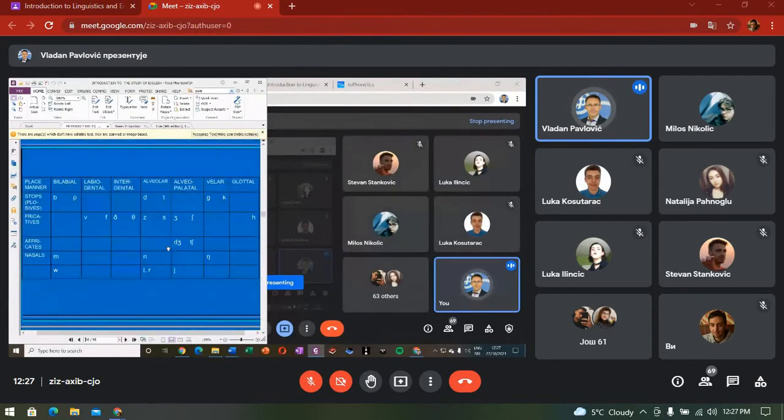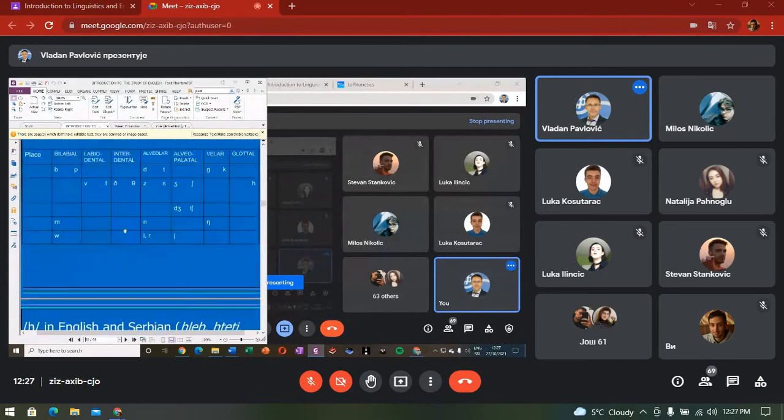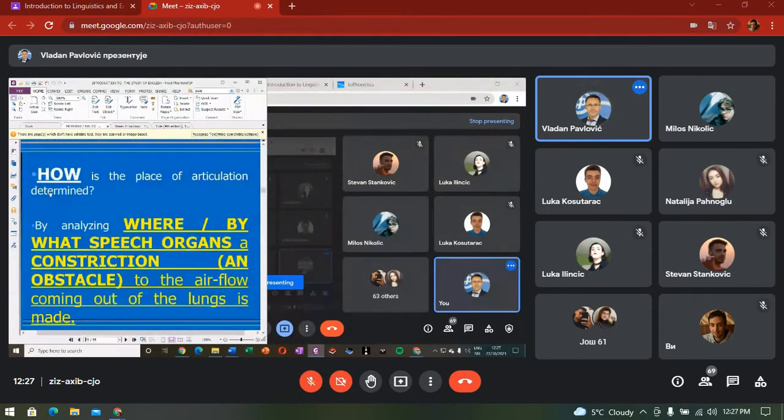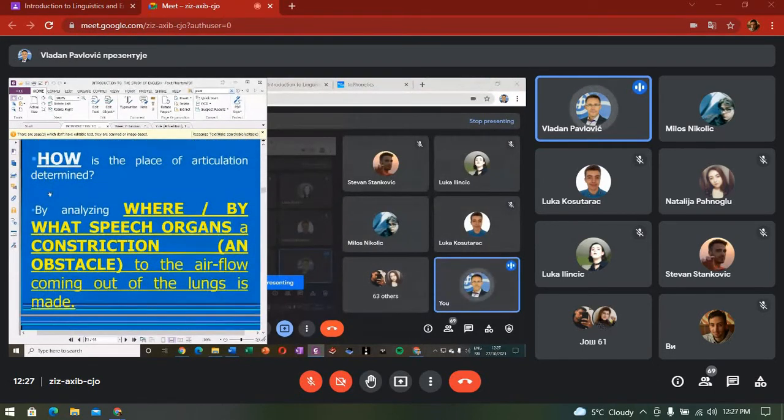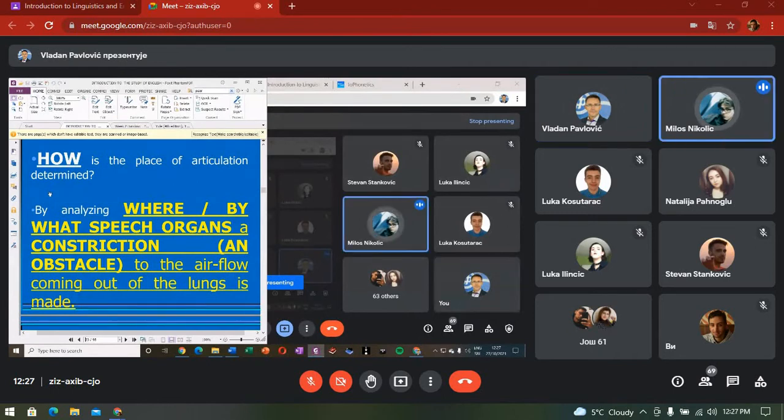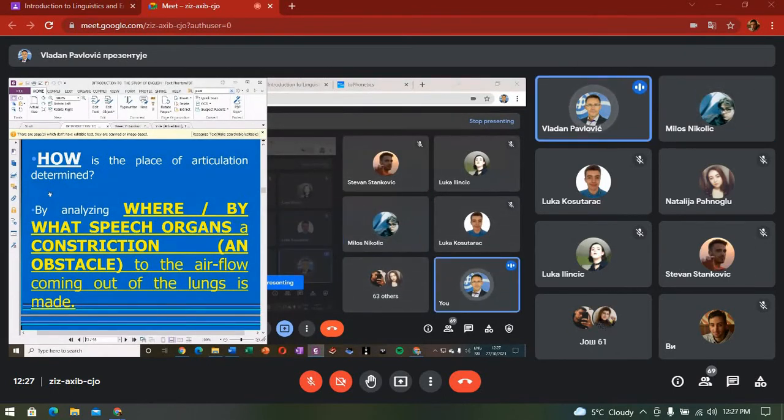You've got it all here in the slides. So it's here somewhere. So how is the place of articulation determined? By what speech organ or constriction to the airflow? Not by what speech organs or constriction. That's not the same thing. By what speech organs a constriction to the airflow coming out of the lungs is made.